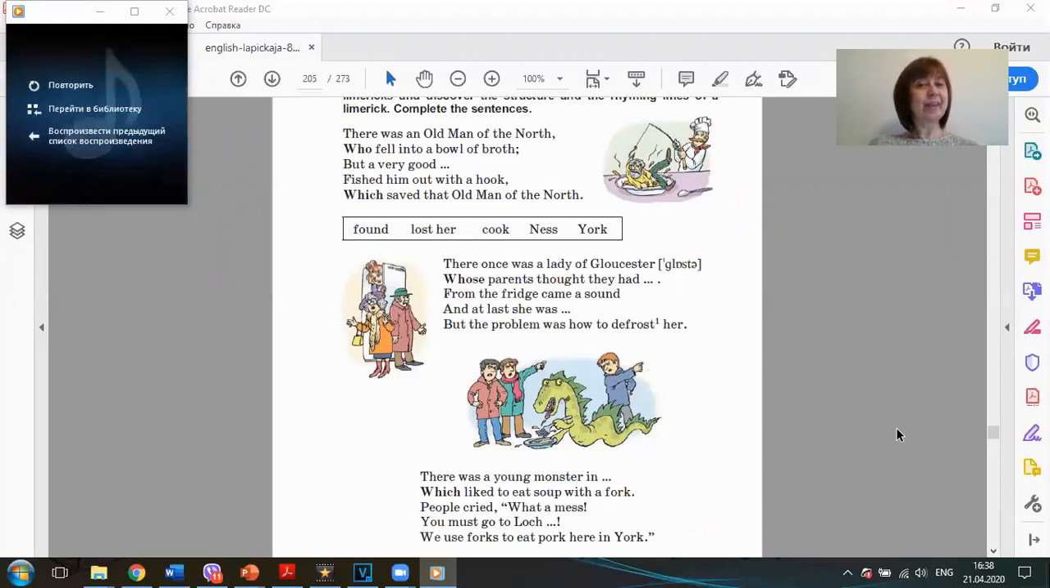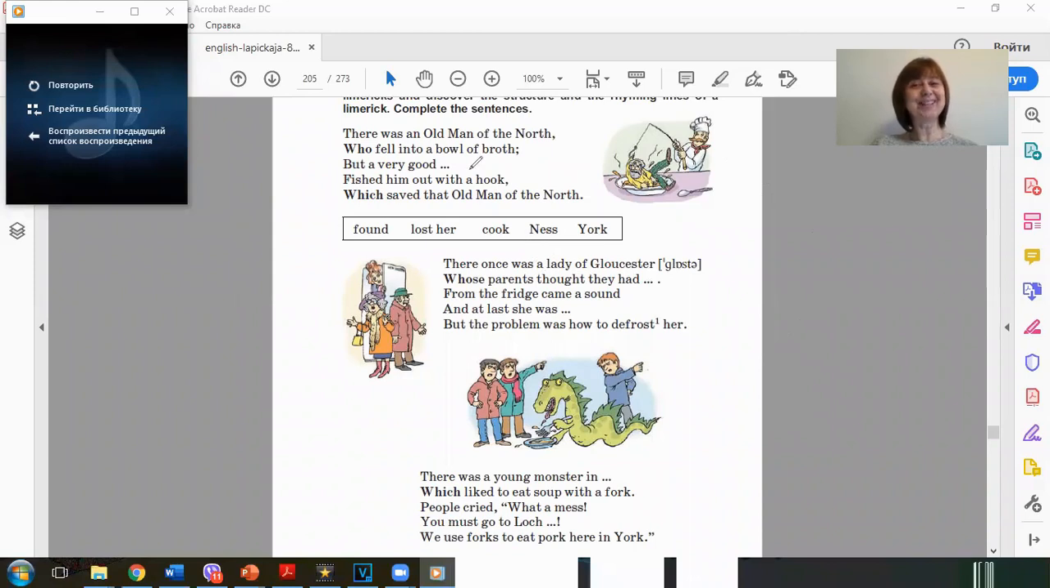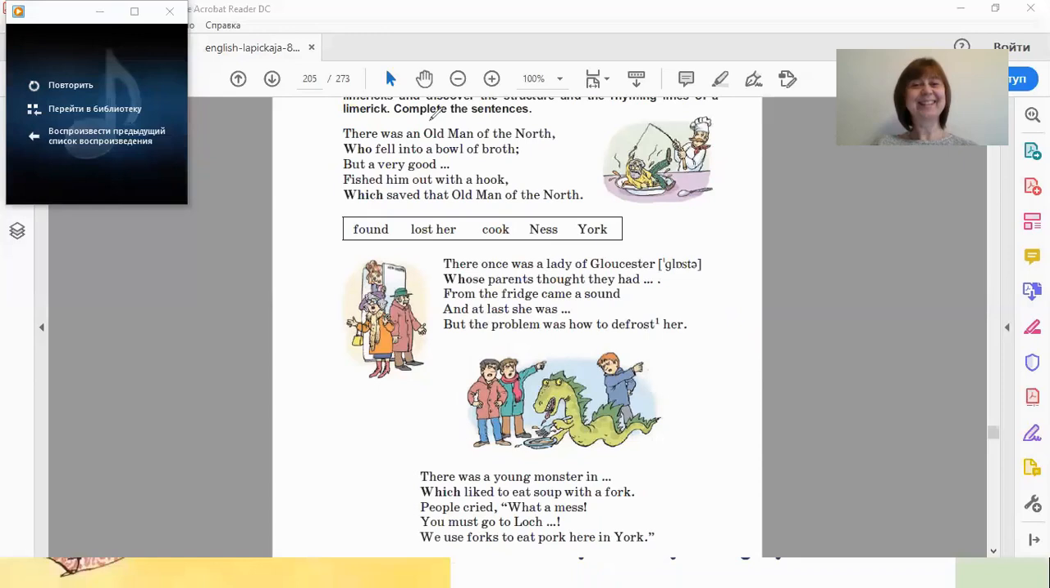Okay, let's fill in the gaps. There was an old man of the north who fell into a bowl of broth, bouillon, but a very good cook fished him out with a hook. Which word is the rhyme to the word hook? It's cook. Which saved the old man of the north.